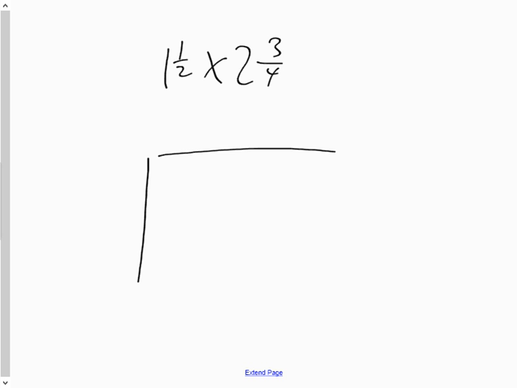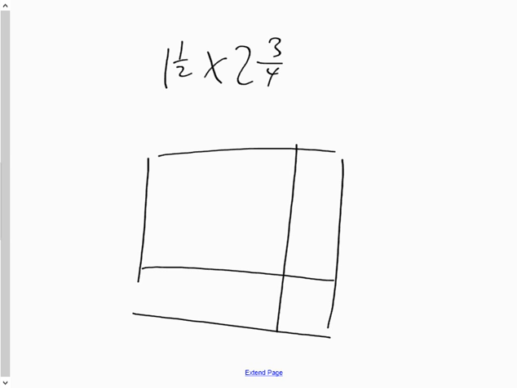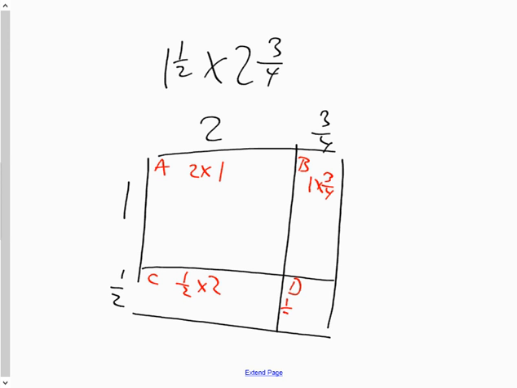So for the last question, we have a mixed fraction times a mixed fraction, and when we have mixed fractions in our product, we're going to use an area model. This will be 2 3/4. This will be 1 1/2. Here we have 4 composite areas that make up the entire area. What's the length and width of A? 2 times 1. What's the length and width of B? 1 times 3/4, or 3/4 times 1. The length of C, 1/2 doubled. And the length of E is 1/2 times 3/4.